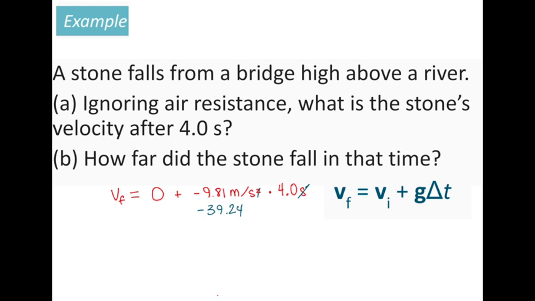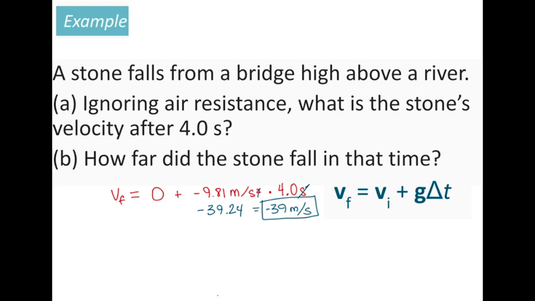What did they measure? 2 significant digits is what they measured. I need 2 significant digits here. So how am I going to do this? Negative 39 meters per second is my velocity after 4 seconds. Something is falling, your velocity is going to be negative, right?